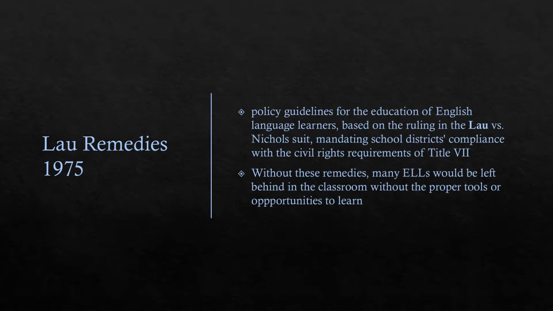Next is the Lau Remedies of 1975, and this is based off of the case Lau versus Nichols. This was a set of policy guidelines for the education of English language learners based on the ruling of the Lau versus Nichols suit. It mandated school districts to comply with the civil rights requirement of Title IX. Without these remedies, many English language learners would be left behind in the classroom without the proper tools or opportunities to learn.